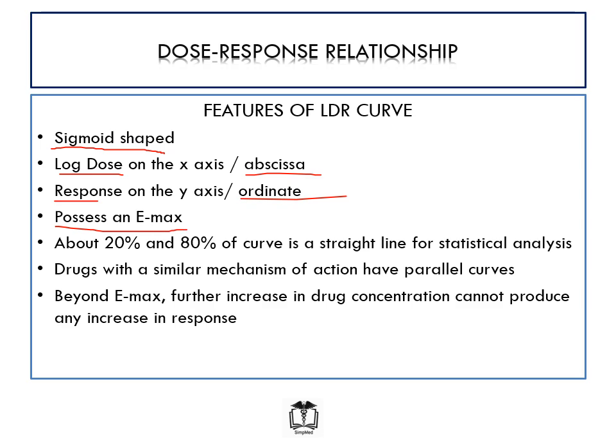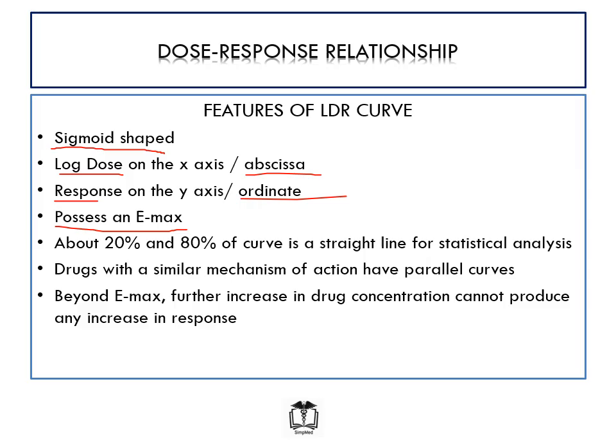Aside that, the log dose response curve would have a slope. The slope usually represents 20 to 80% of the curve. It's usually a straight line where statistical analysis could be performed. So remember that aside the Emax, which is one of the parameters we see in a log dose response curve, we could also see a slope. That slope represents a straight line that is 20 to 80% for statistical analysis.